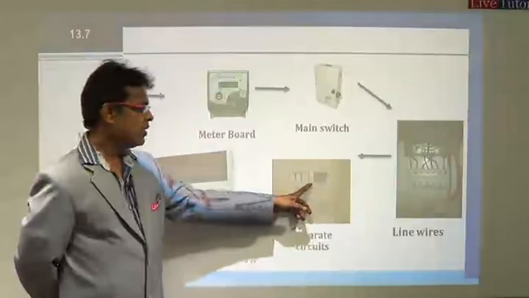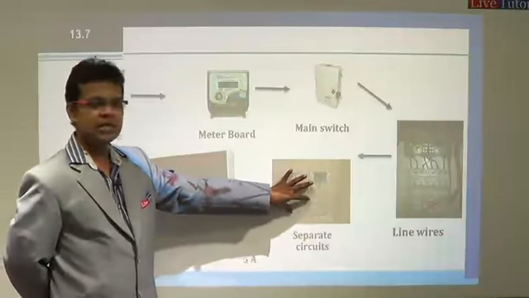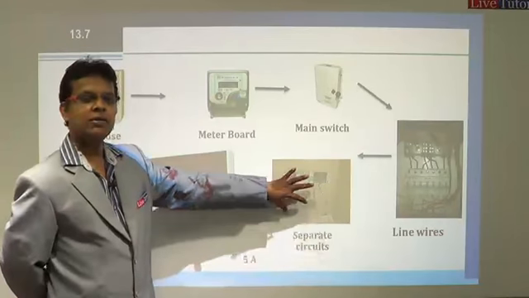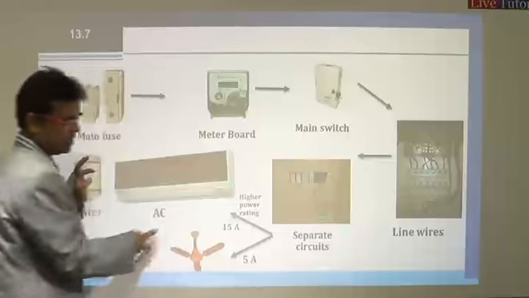So from the line wire we are going to have separate circuits. In each room we will have a different circuit. In some rooms we may have AC, in some rooms we will have only lights and fans, and in some rooms we will have heaters. So we are going to have two different circuits.